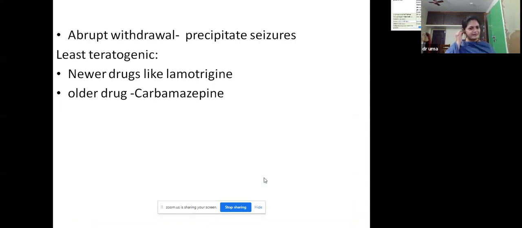You should not abruptly withdraw the anti-epileptic because it itself will precipitate seizures. The least teratogenic anti-epileptic in the older drugs is carbamazepine, and in the newer drugs it is lamotrigine.